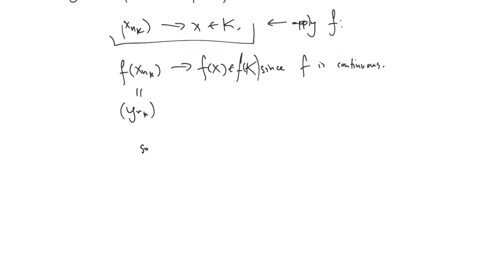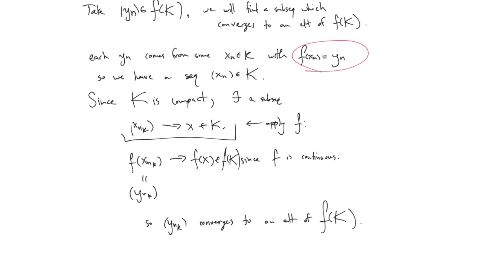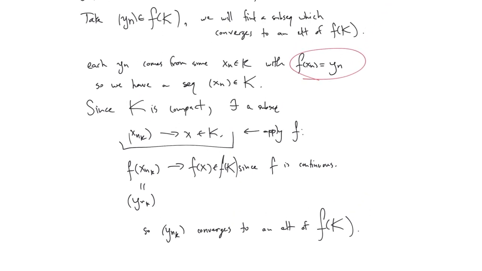So Y_{n_k} converges to an element of F of K, and that's it. This is what we wanted. We wanted to show that there was a subsequence which converges to an element of F of K, and that's what it is. So the moral of the story is this extreme value theorem actually holds for compact sets.